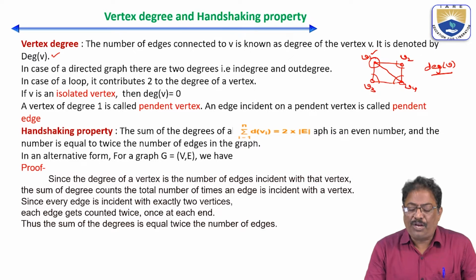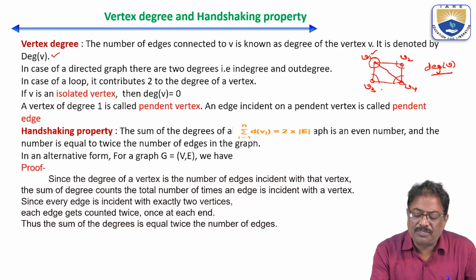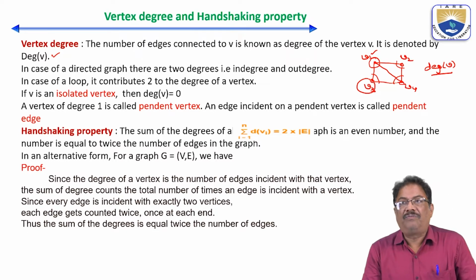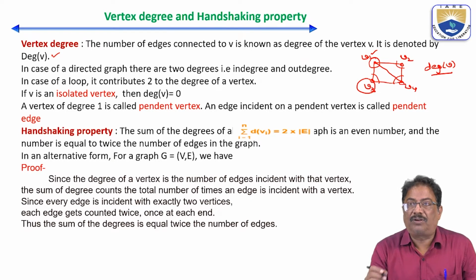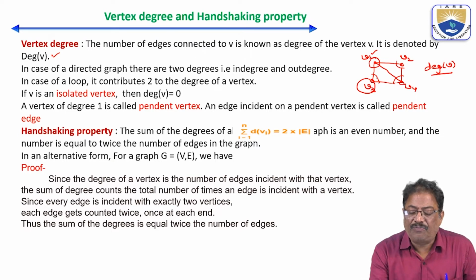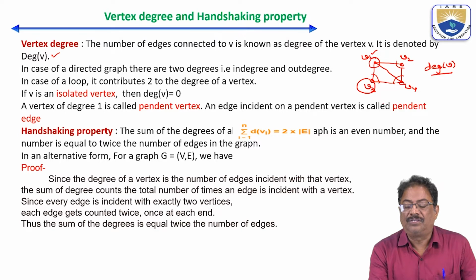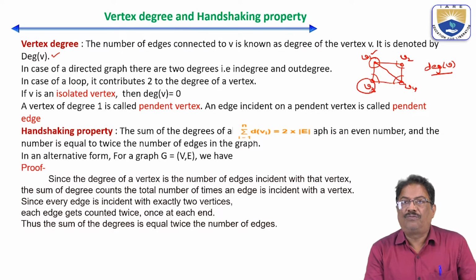Now, for a loop, suppose V3 has one loop. Then it contributes degree 2 to that particular vertex. One is incoming and one is outgoing. So that is 2, and the remaining 2 edges contribute 2 more. So degree of V3 is 4.